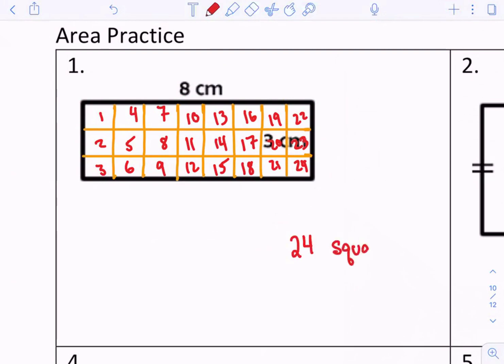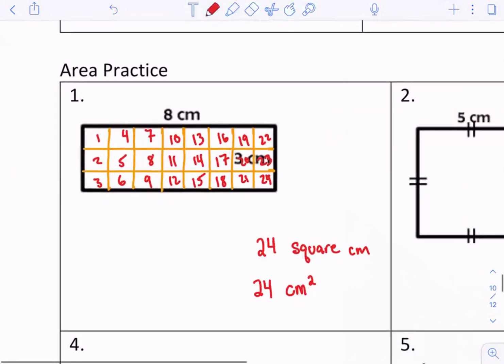square centimeters. Or sometimes we write it centimeters squared. So that's why area is a squared unit, because we're counting how many squares are in the rectangle or in a shape, in any shape.